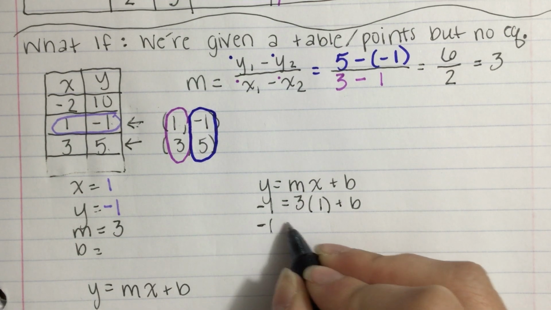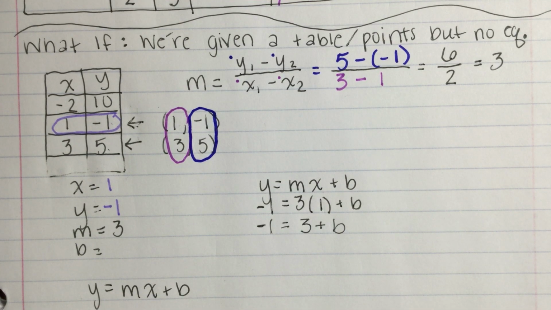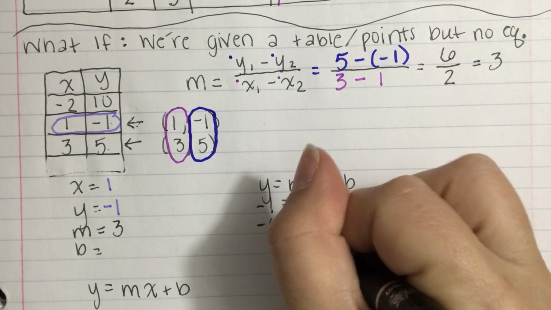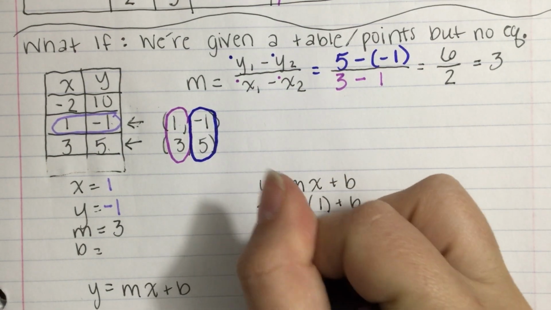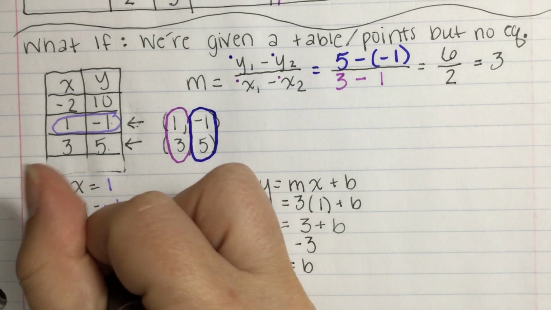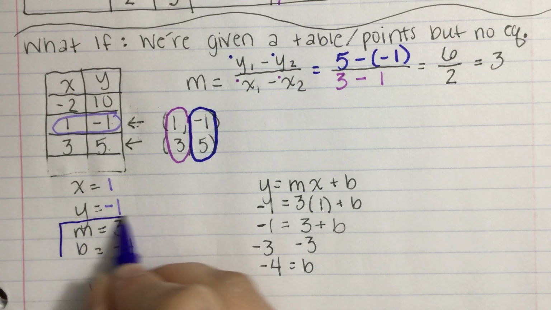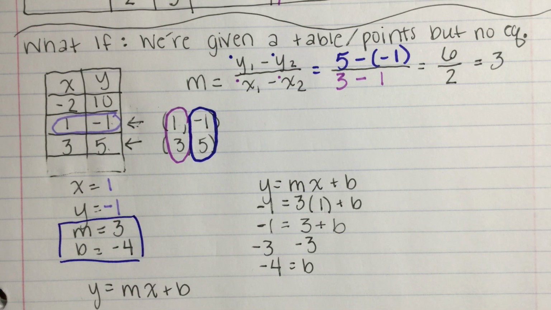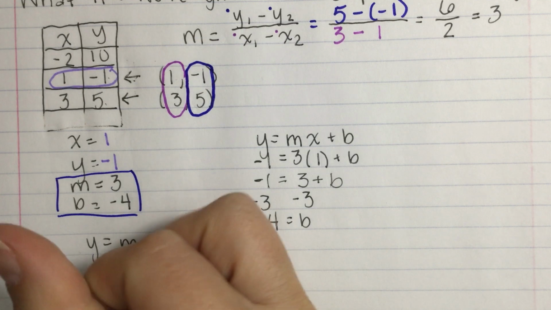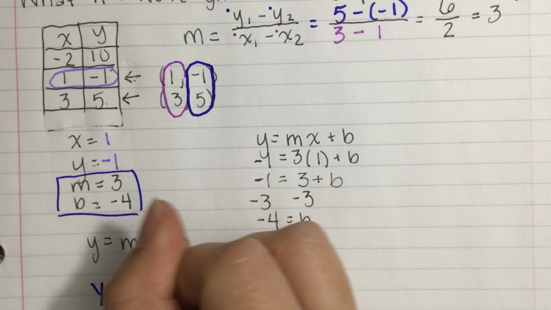So -1 is equal to 3 times 1 would be 3 plus b. My last step is to get b by itself, so I'm going to subtract 3, which leaves me with -4 equals b. So I can now take this and put it over here in my defined variables, and now I can write my final equation. Now, I only want to use these 2 in my final equation. I don't want to put in x and y, because the whole point is that we can write this equation for any value of x and y. So my final equation would be y equals 3x minus 4.